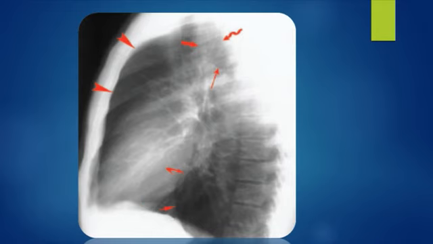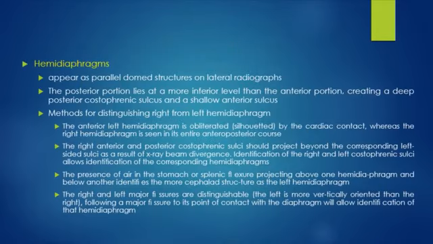This is the first method for distinguishing right from left. The right anterior and posterior costophrenic sulci should project beyond the corresponding left-sided sulci as a result of X-ray beam divergence. Identification of the right and left costophrenic sulci allows identification of the corresponding hemidiaphragms. The presence of air in the stomach or splenic flexure projecting above the hemidiaphragm and below another identifies the more cephalad structure as the left hemidiaphragm.